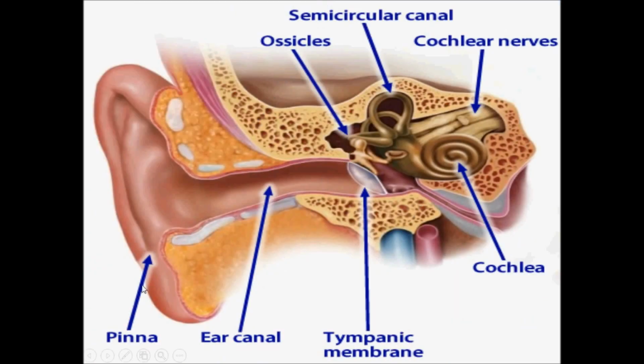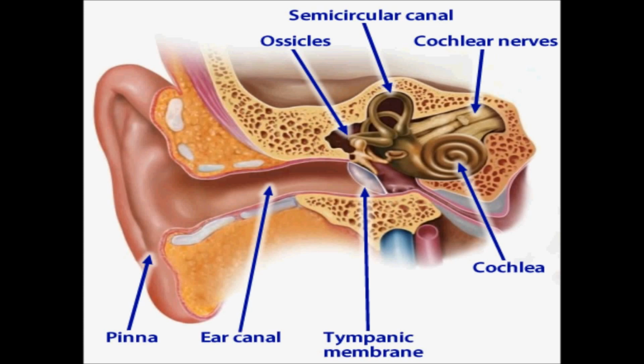See, this is the pinna, this is the ear canal, and this is the tympanic membrane, which we call eardrum. So these three, tympanic membrane, ear canal and pinna, are the parts of external ear. Okay. Now we move on to the middle ear that contains ossicles, that is malleus, incus and stapes, which are the three bones of the middle ear. That means it consists of a chain of three tiny bones, which we call ossicles.